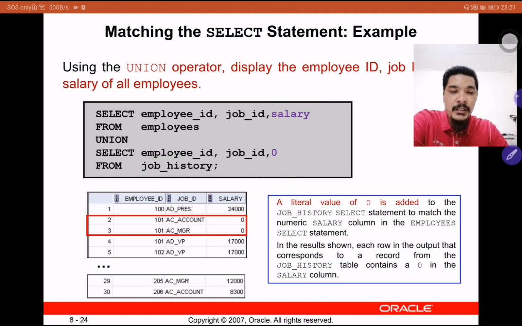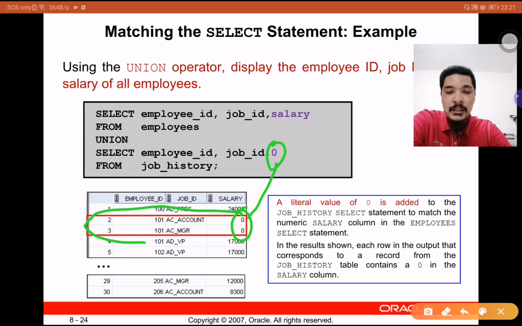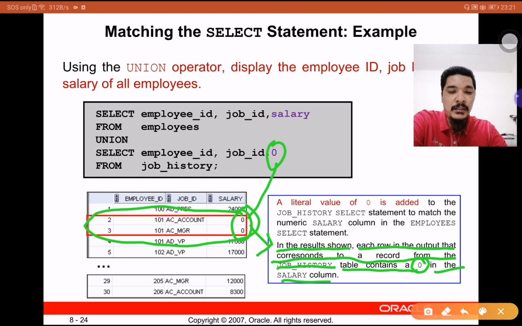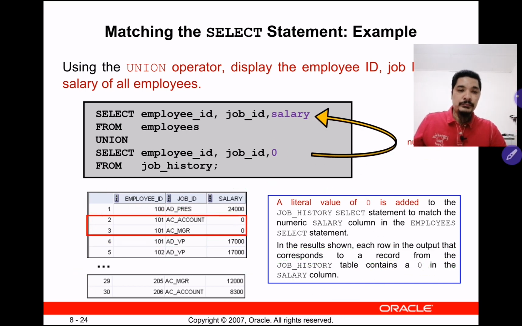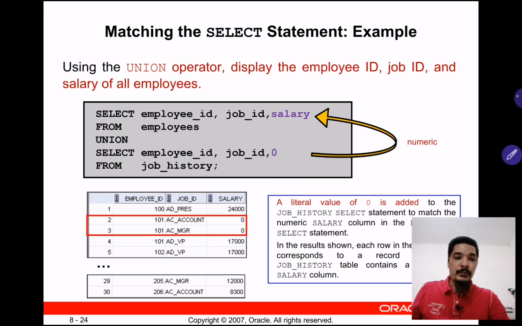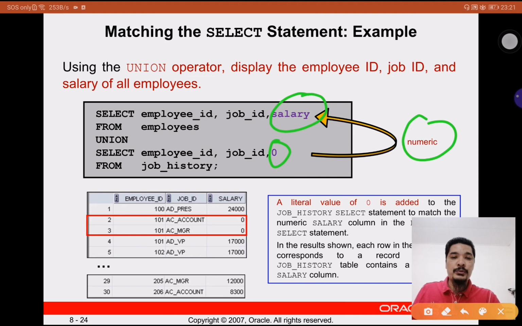Okay, so if let's say they have no salary here, so automatically it will put 0 here as an output. So this is the statement here. The result shows each row in the column that corresponds to a record from the job history table contains 0 in the salary column. And then at the end of the day we have this kind of result. Okay, so next. We must make sure this is numeric, and this is also numeric.